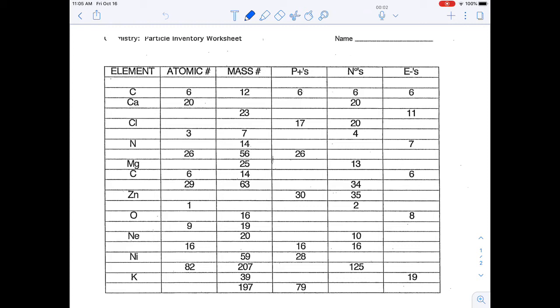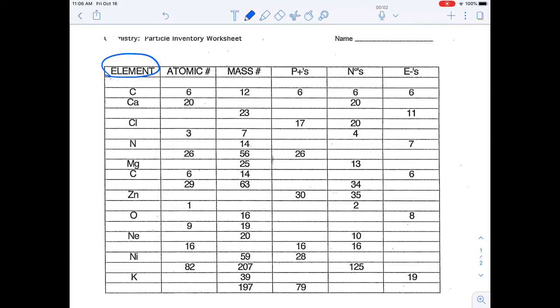Okay, let's see how we can tackle what we call finding atomic particle inventory. On this sheet, we have several bits of information listed and/or information we need to find. First thing we're going to find and see is the element column. You're going to list what element we're talking about.